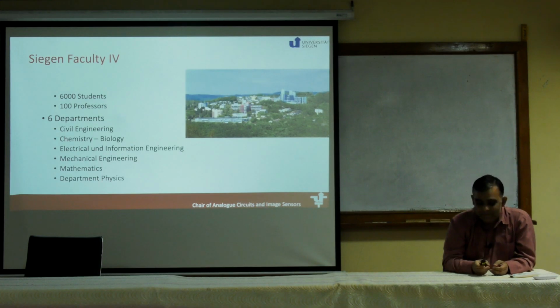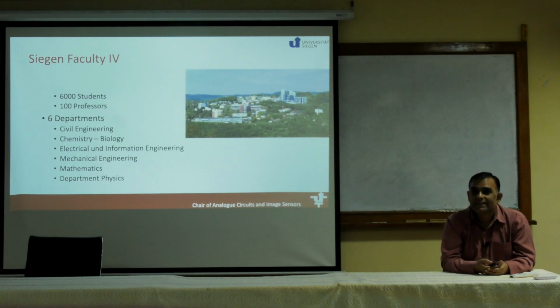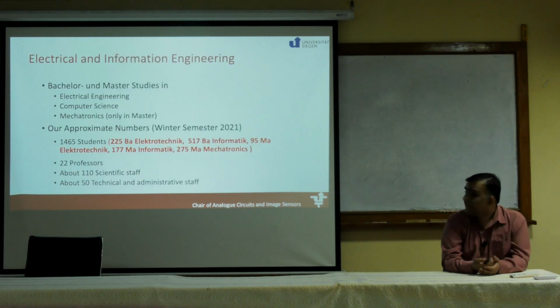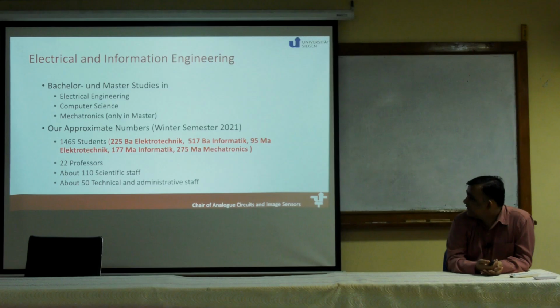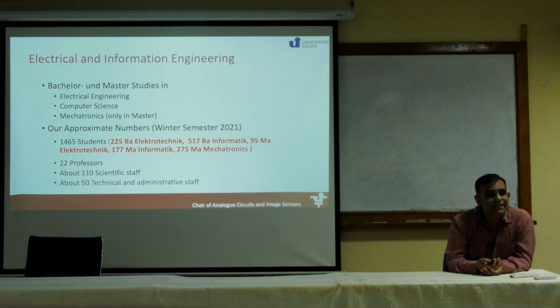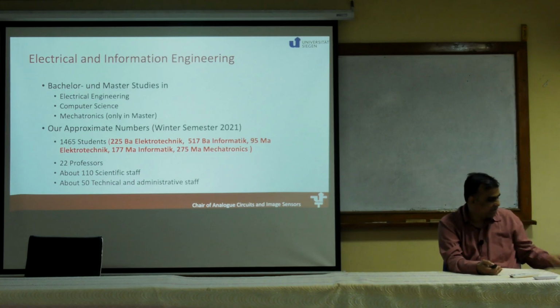We have got 6 departments here, including sciences, and electrical and information engineering is one department. That will be a joint department, what you would call here electrical, electronics, and computer science. In electrical and information engineering, we have about 1,500 students. These numbers fluctuate from year to year, but that's our bachelor number, that's our master number. So we do a 3-year bachelor program. We have about 110 scientific and teaching staff members with 22 heads of institutes, and about 50 technical and administrative staff members.